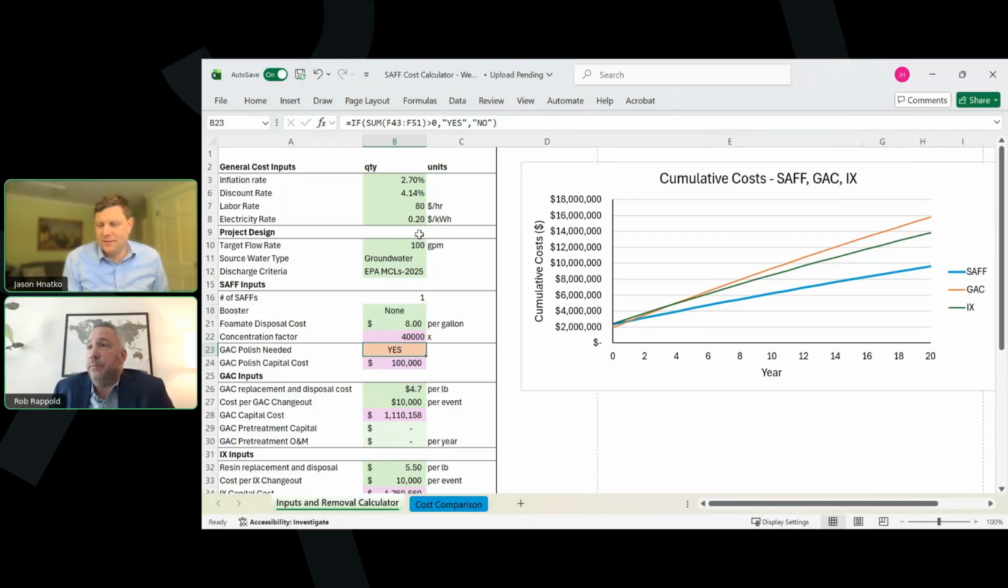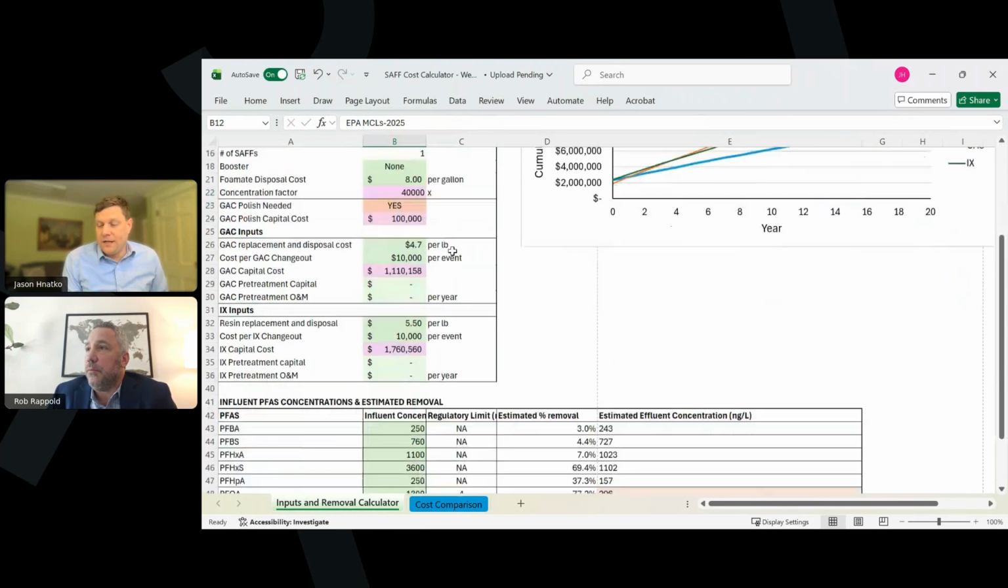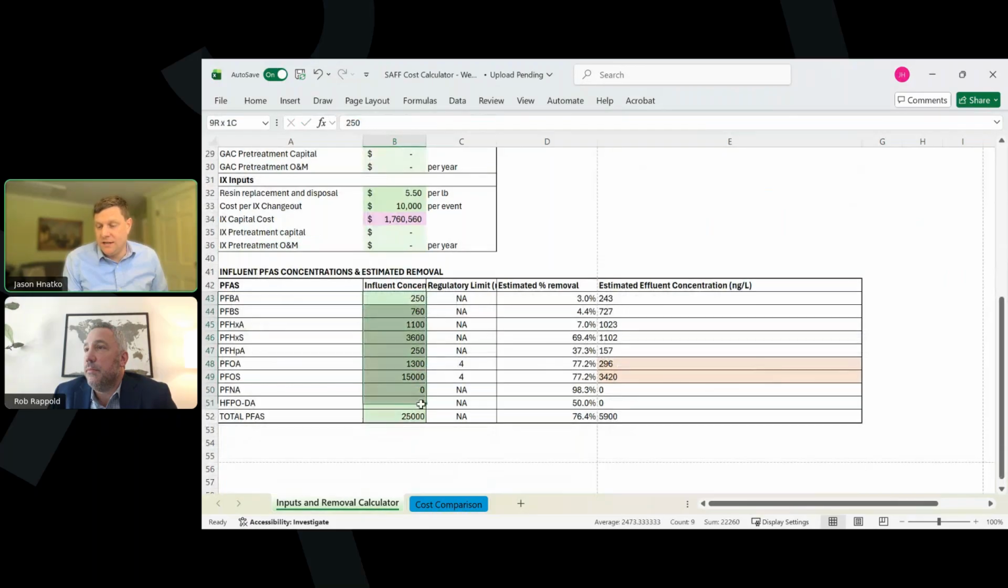Thanks, Rob. Yes, this is already set up because we knew this was the first scenario. So we already have it set up. So 100 gallons per minute of groundwater targeting EPA MCLs. If we come down here to the concentrations, you can see the influent concentrations here. These are from an actual groundwater site. So they're on the higher side of contaminated groundwater. There's a military base that has contamination from AFFF. So we have some pretty high concentrations.